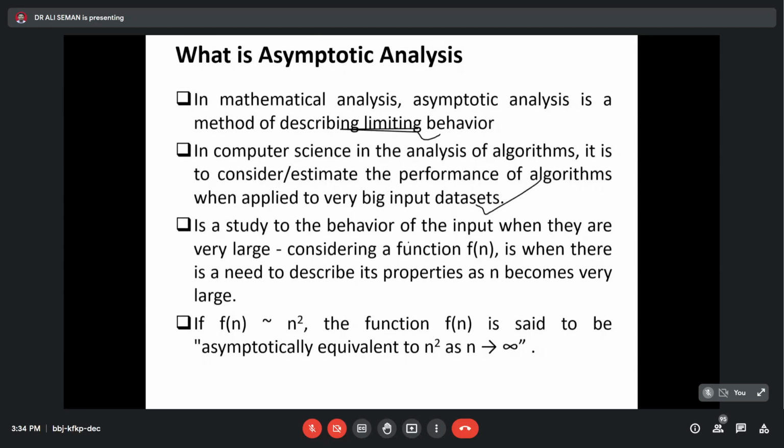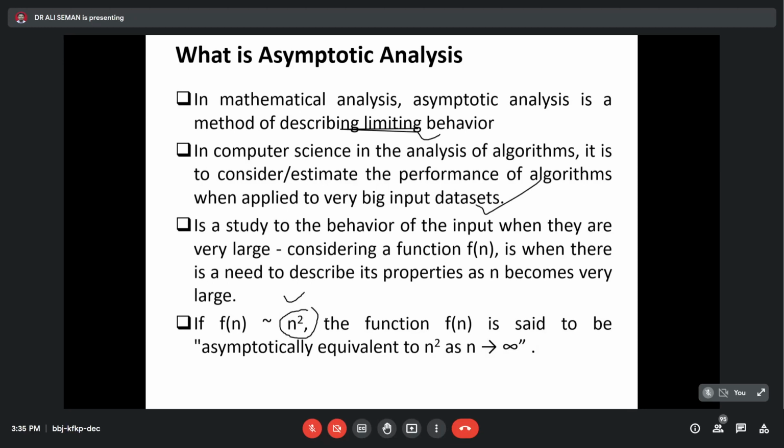Okay, if f of n here is the general function, when we want to estimate it as n increases until infinity or until n gets large, let's say when we do the analysis we end up with n squared. After you do the analysis, let's say we get this n squared. So how are we going to interpret this? The function of n is said to be asymptotically equivalent to n squared as n goes to infinity.